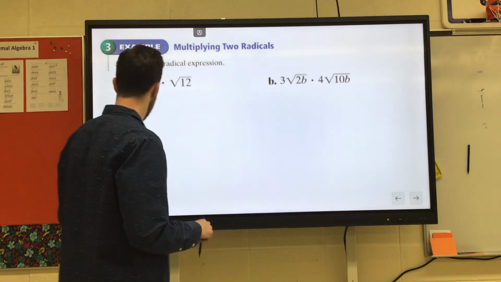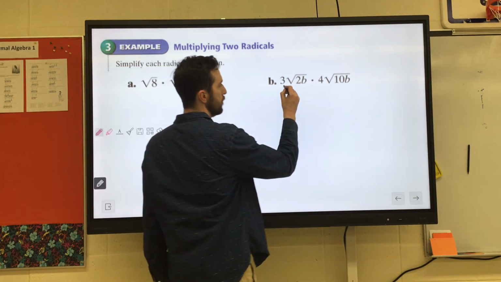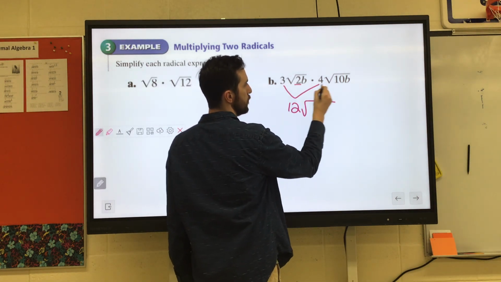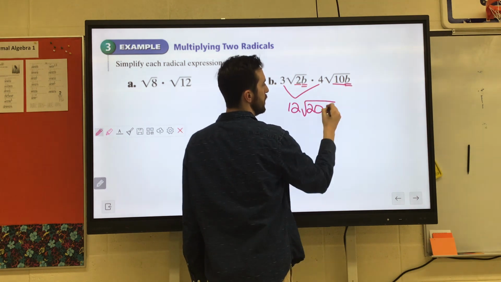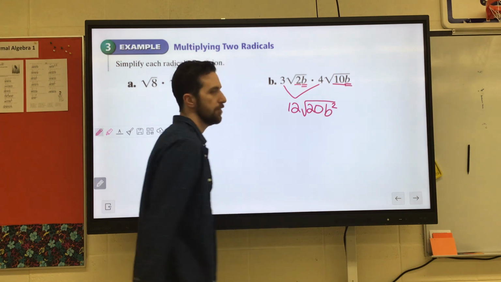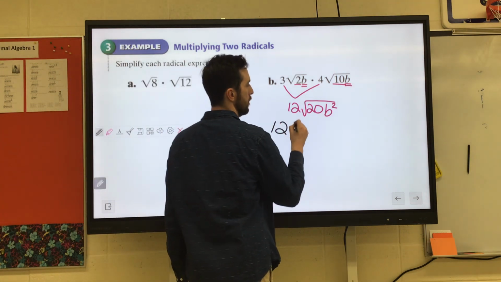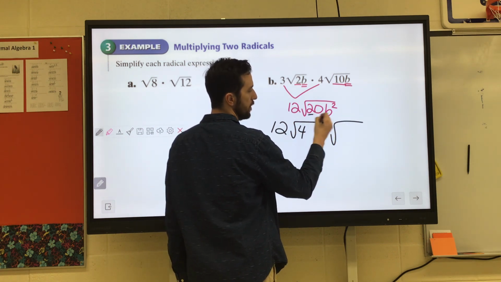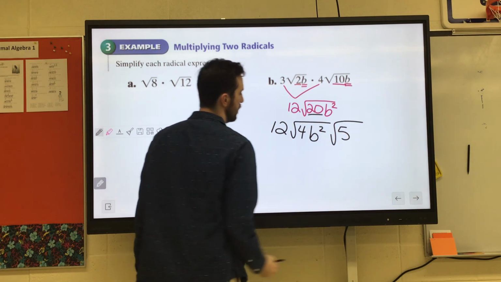So if we're doing b, I can do the 3 times 4, that's 12. And in the radicals, we have 2 times 10 is 20. b times b is b to the second power. So now we just have to simplify this. A perfect square in 20 is 4. It's 4 times 5, and then b squared is perfect.